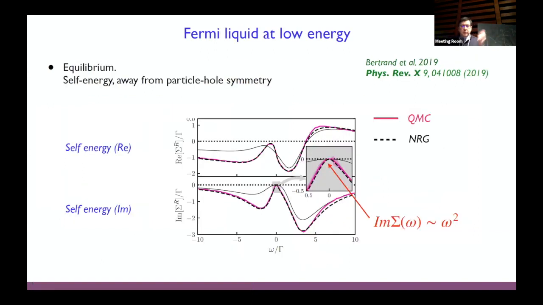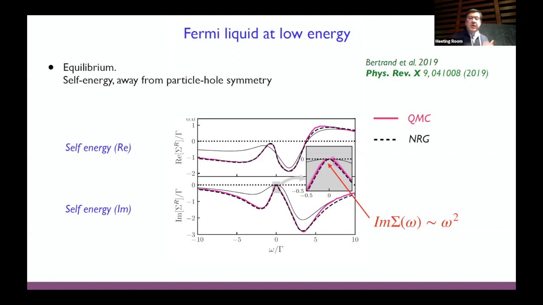Yes, we know since the work of Nozières, in particular in '74, that we have a local Fermi liquid. Can we see the Fermi liquid at low energy? That's another quantity. You typically look at that in the self-energy. Here is the self-energy as a function of omega, real part, imaginary part, in a case which is away from particle symmetry, just to show that we are not limited to particle symmetry.